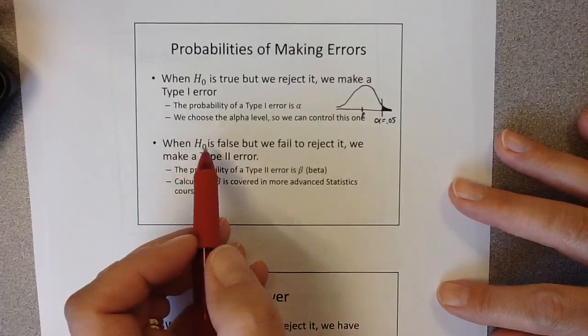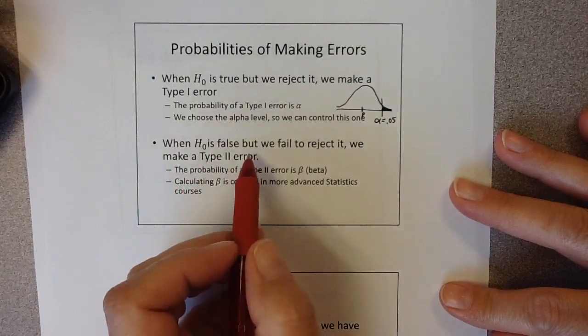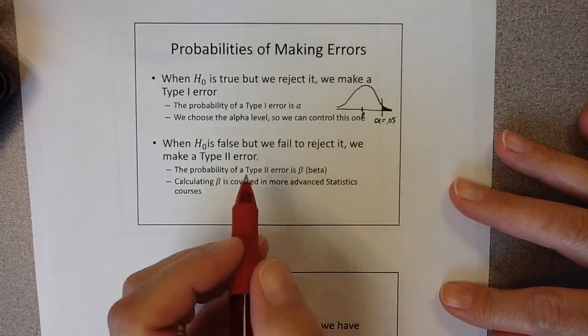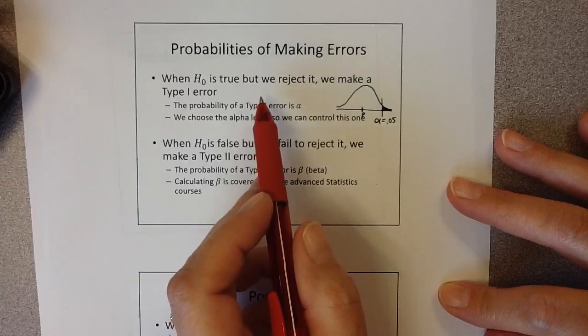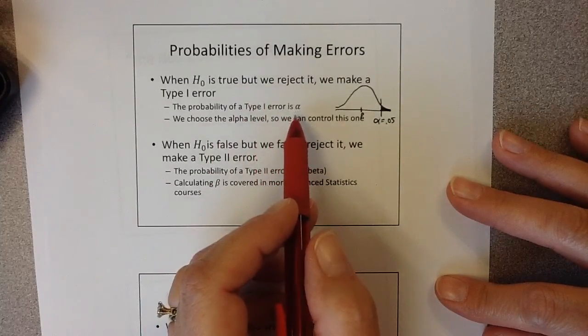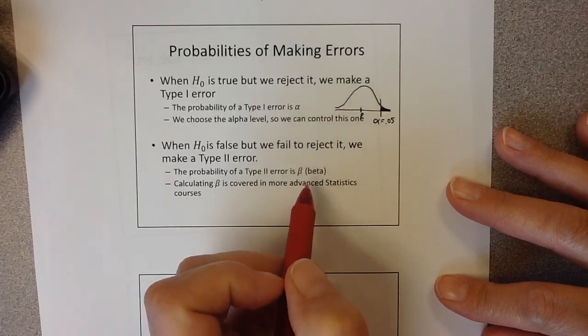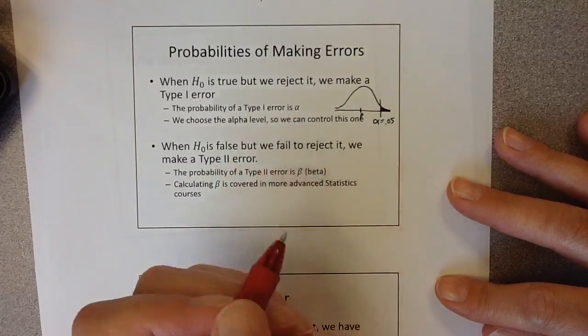Okay, on the other hand, when H naught is false and we fail to reject it, so we make the other type of error, that's a different probability, and it's given the name beta. So alpha goes with type 1, beta goes with type 2. Alpha being the first letter of the Greek alphabet and beta being the second letter of the Greek alphabet. That's associated with 1 and 2 in that order.